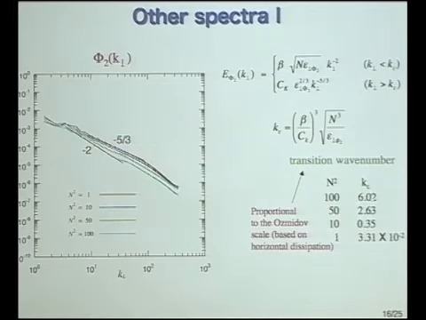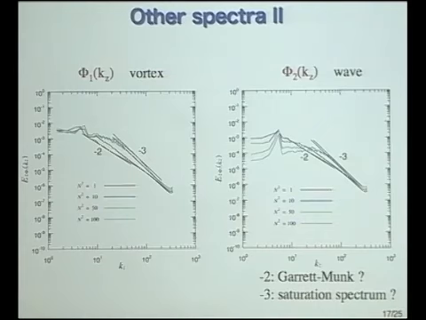Well, for small stratification, for small n's, the transition is very small, so we couldn't see. We can't detect the transition. But for very high stratification, the transition may appear. Okay, so for other spectra, in particular the vertical spectra of vortex and vertical spectra of waves.